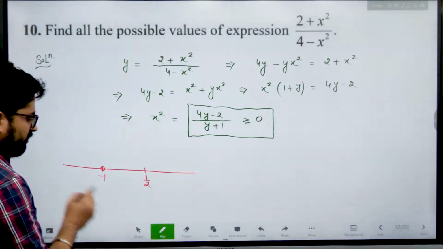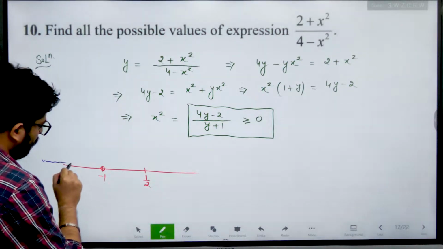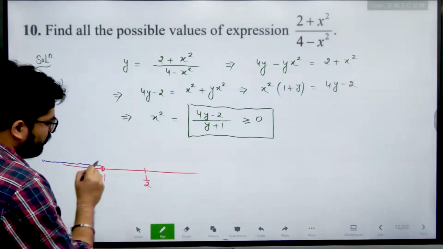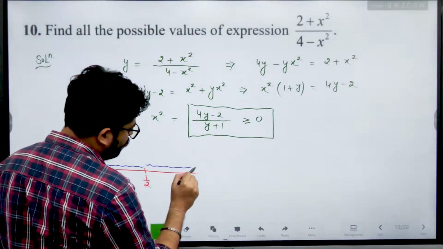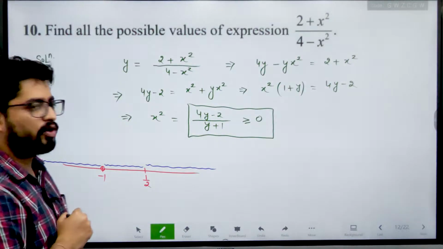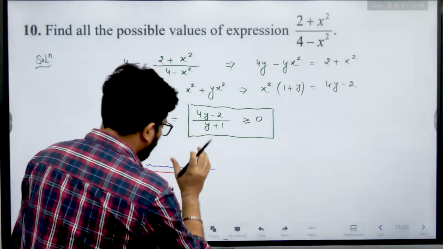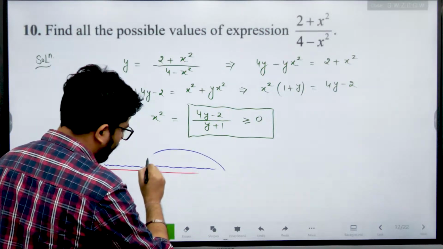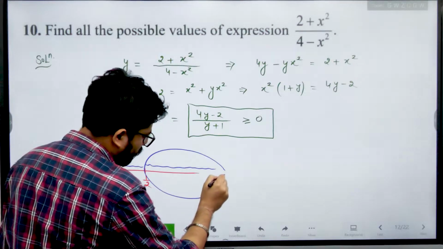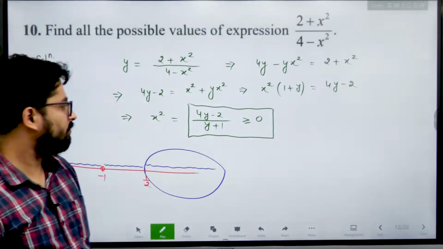One is from minus infinity to minus 1. Next is minus 1 to 1 by 2, and next one is 1 by 2 to infinity. So now if you take any value in this portion, 1 by 2 to infinity.